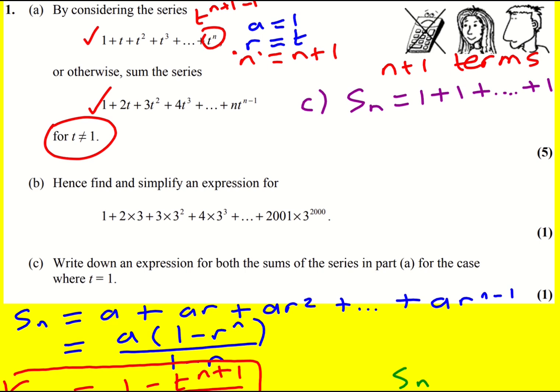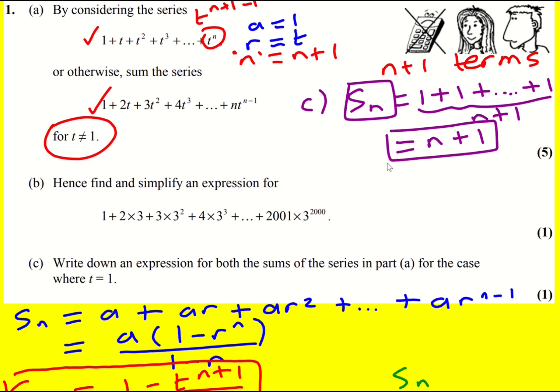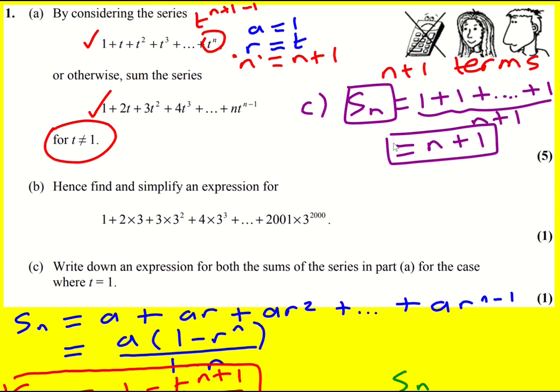Now, like I said before, there are n plus 1 terms. So we've got n plus 1 lots of 1. If I've got 3 lots of 1 added together, I'd get 3. If I've got 8 lots of 1 added together, I'd get 8. I've got n plus 1 lots of 1 added together, so the answer is simply n plus 1. And then I called the other one Tn.